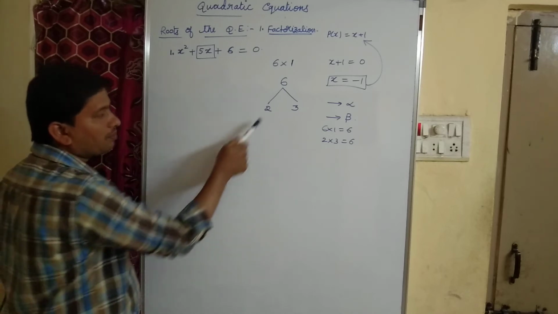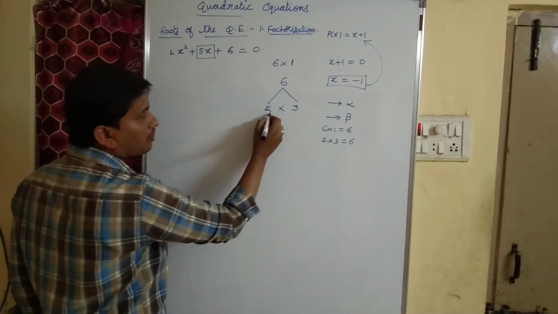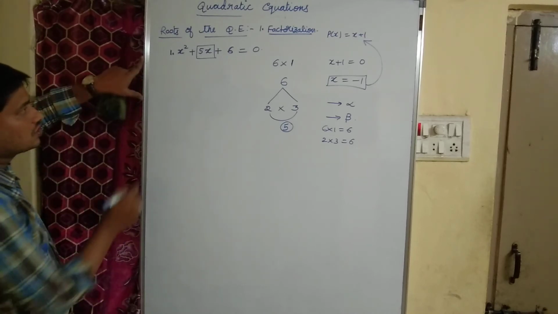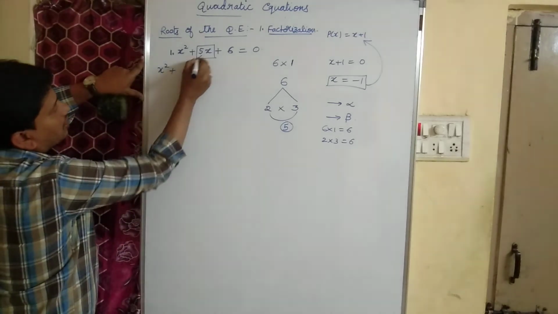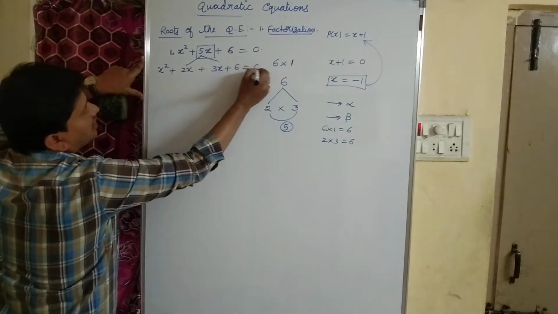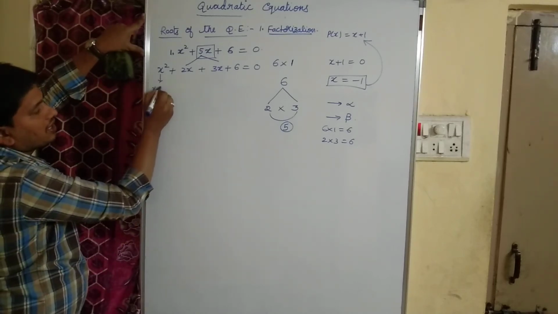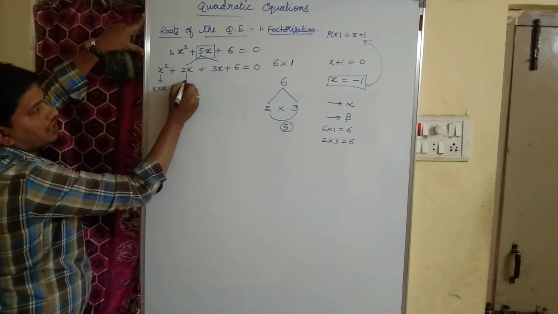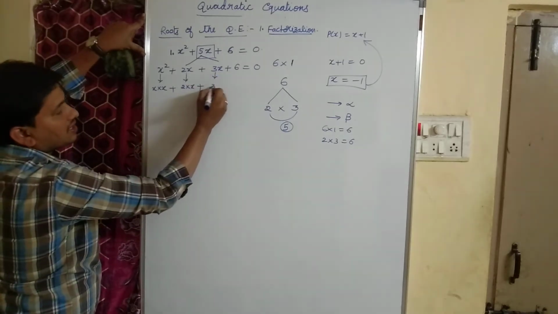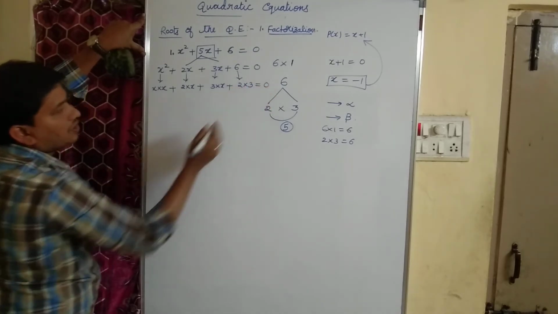If you multiply 2 into 3, you get 6, and if I add 2 to 3, I get 5. So I can write x square, this 5x as 2x plus 3x, and this 6, equal to 0. What is the meaning of x square? x square means x into x. Plus, what is the meaning of 2x? 2 into x. Plus, what is the meaning of 3x? 3 into x. Plus, what is the meaning of 6? 6 means 2 into 3, equal to 0.